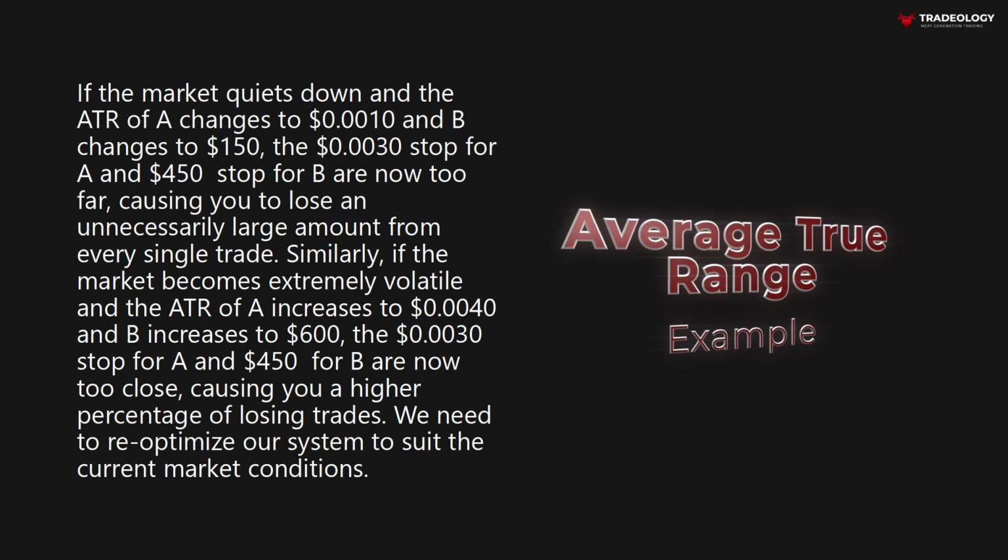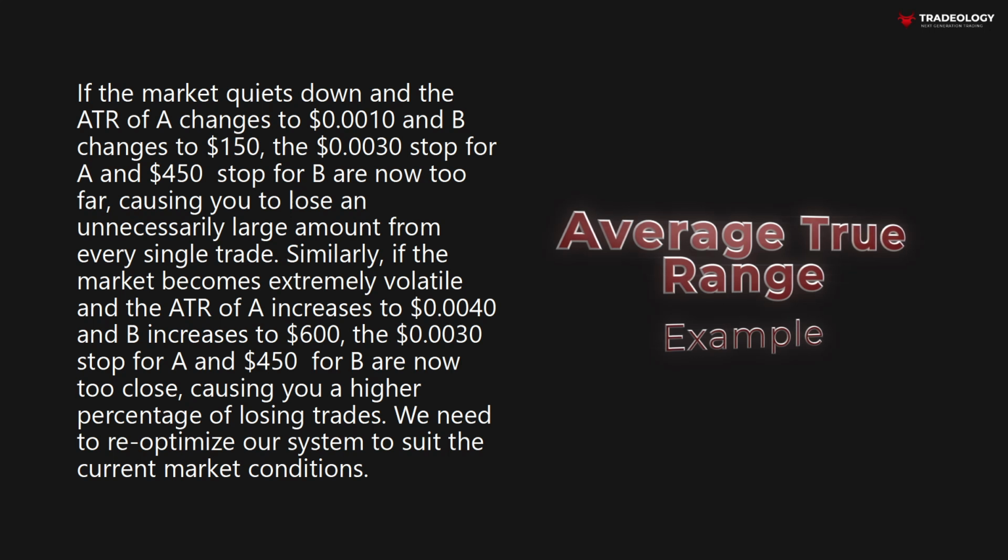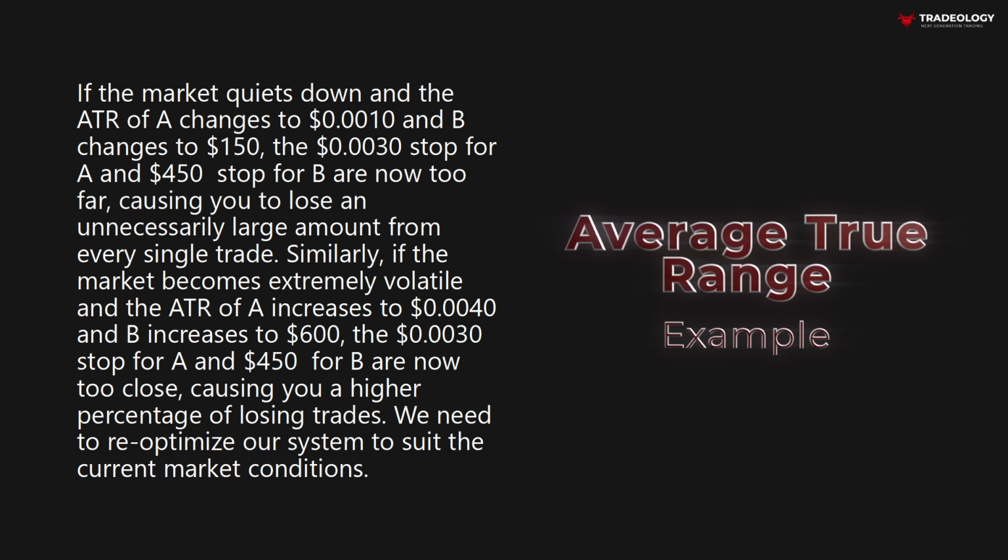Here's a typical scenario to prove this point. If the market quietens down and the ATR of A changes to $0.0010 and B changes to $150, the $0.003 stop for A and the $450 stop for B are now too far, causing you to lose an unnecessarily large amount from every single trade. Similarly, if the market becomes extremely volatile and the ATR of A increases to $0.004 and B increases to $600, the $0.003 stop for A and $450 stop for B are now too close, causing you a higher percentage of losing trades. We need to re-optimize our system to suit the current market conditions.